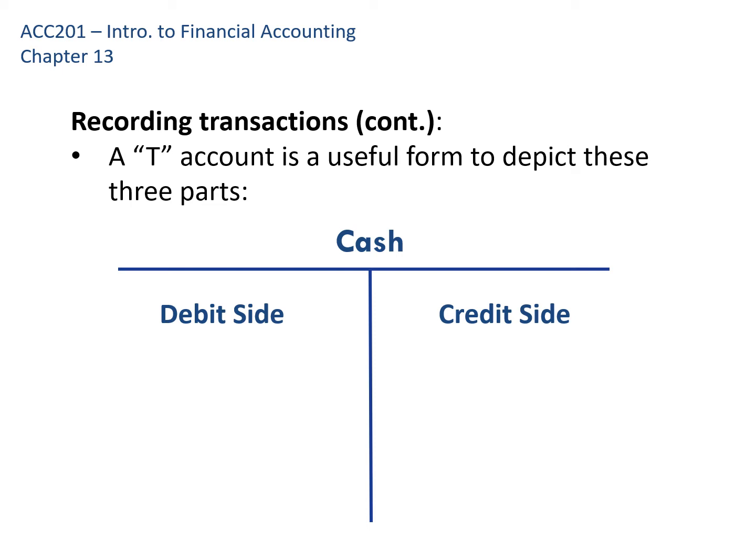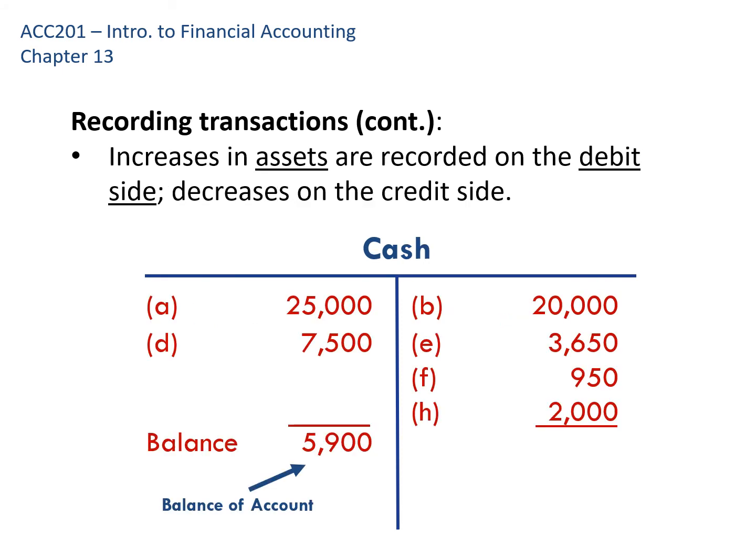So in this case, for all accounts, the debit side is on the left, the credit side is on the right. It doesn't matter what type of account it is, debit left, credit right. So depending upon what type of an account it is, either the debit side will record an increase in the account or the credit side will record an increase in the account. And I'll explain it three different ways.